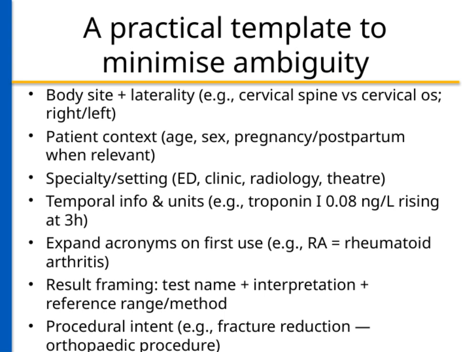When interpreting test results, it's important to specify the test name, the result, and how it compares to the reference range or the method used, as this frames the significance of the findings. Procedural intent is also part of the template. Whether the test or intervention aims to diagnose, confirm, or treat a specific condition, such as fracture reduction in orthopedics. Overall, this slide provides a practical template to avoid ambiguity, ensuring we gather all relevant details systematically. Remember, the goal here is to be thorough yet clear, connecting each point back to the bigger picture of accurate diagnosis and patient care.